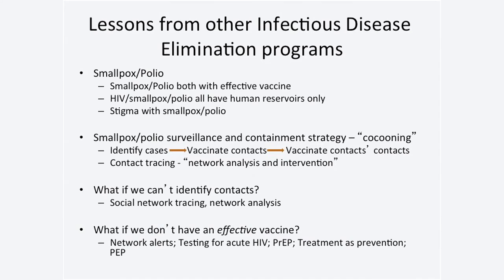So networks are important for other infectious disease elimination programs, smallpox, polio. So really the end of HIV in places like India is going to be a network approach. We're going to identify people newly infected. We're going to engage them and their network members, do whatever prevention we can. And that's the only way we're going to eliminate new transmissions in this country.